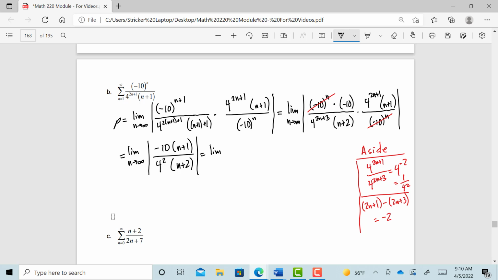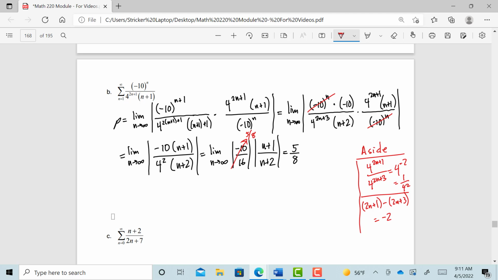This is the limit as n approaches infinity. Now actually, we have constants here. So we have the absolute value of negative 10 over 16, basically. And we also have the absolute value of n plus 1 over n plus 2. And that first part, the absolute value of 10 over 16, just becomes 10 over 16, or also, what is that, 5 over 8? So we have 5/8. This is going to go to 5/8.